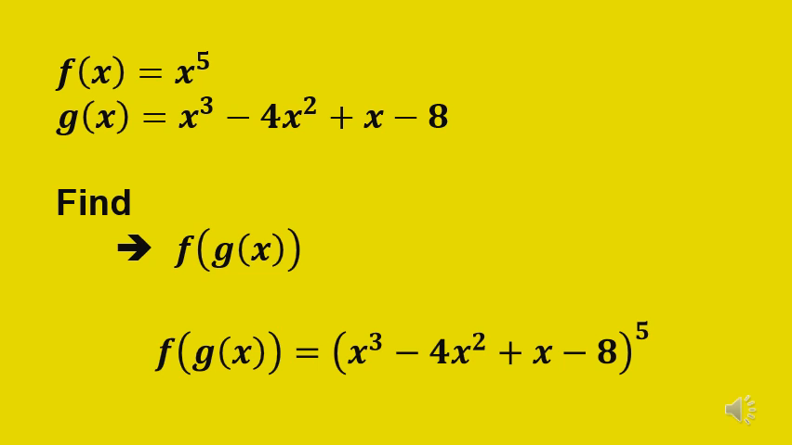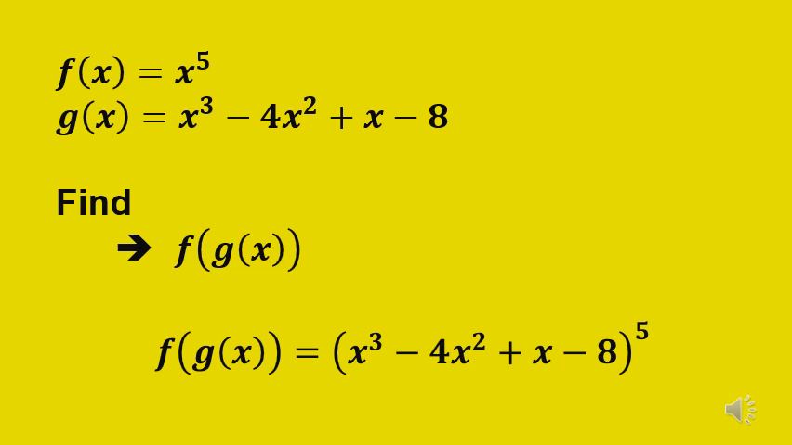So the big thing when you have a composition of functions is you're taking a function of a function. And when I'm trying to find f of g of x, I look at the formula for g of x, I go back to f, and wherever there's an x, I change that to what g of x says. So here I'd have x cubed minus 4x squared plus x minus 8, all of that raised to the fifth power. I just changed the x in the first function to that whole formula from the second one. And on this problem, that's how I would leave things.